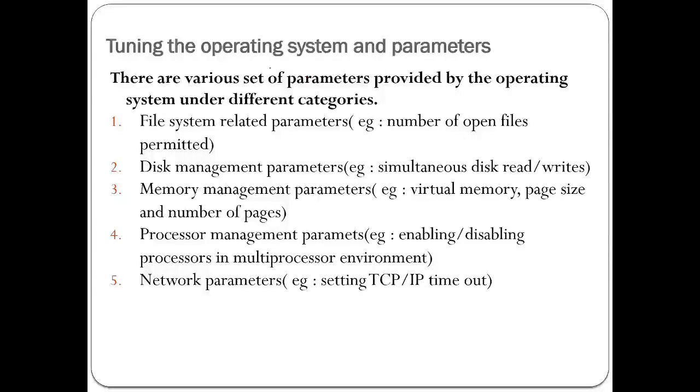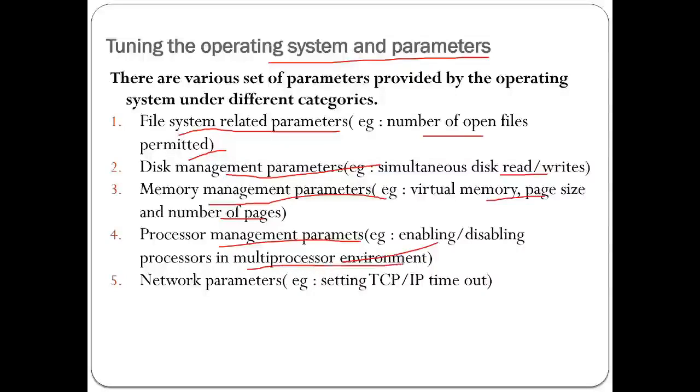So these are the parameters for the operating system and other parameters of that. There are various parameters like file system related parameters, that is the number of open files permitted. Then disk management parameters like simultaneous disk reads and writes. Memory management parameters like virtual memory, page size, and number of pages. Then process management parameters, enabling and disabling processors in a multi-processor environment. Then network parameters like setting TCP/IP timeout. So these are related to the operating system and its parameters.